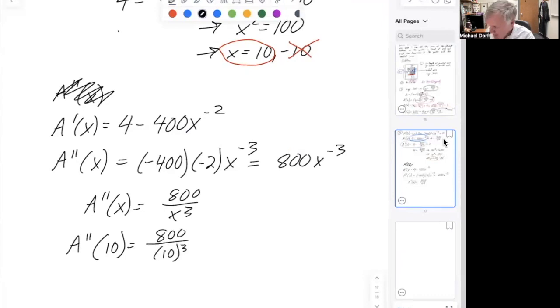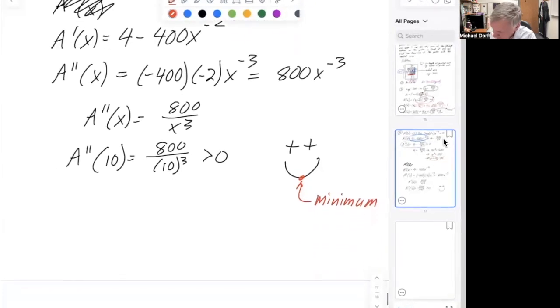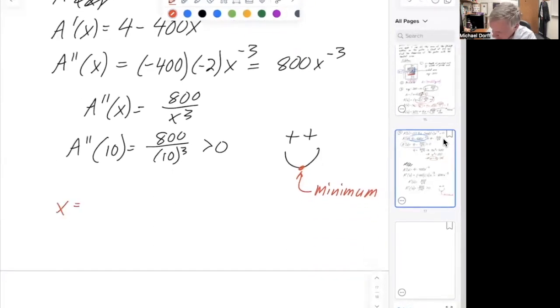All right, so when we look at the second derivative at 10, that's going to be 800 over 10 cubed. And again, it doesn't matter what that is because that's going to be positive. And so positive gives me a happy face, a smiley face. And at the bottom, I then have a minimum for my critical number. So that tells me that x equals 10 gives the smallest area, which is what we wanted, smallest area of the poster.